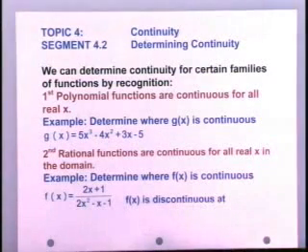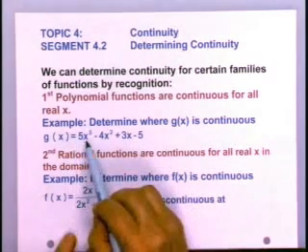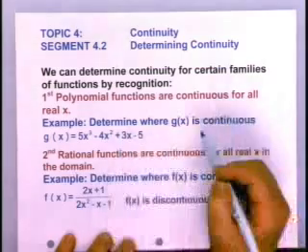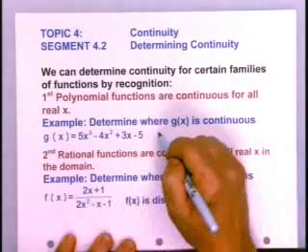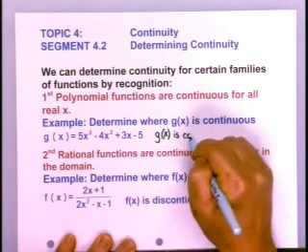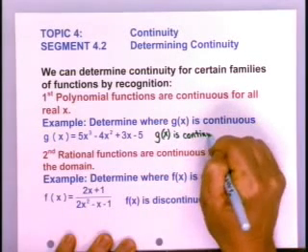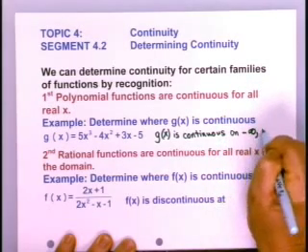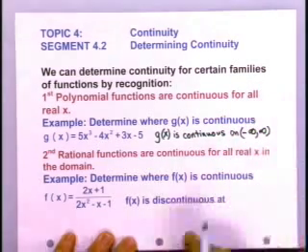First, polynomial functions are continuous for all real x. Consider the polynomial function 5x to the third minus 4x squared plus 3x minus 5. Because of this rule, I know that g of x would be continuous on the interval from negative infinity to infinity, its domain.